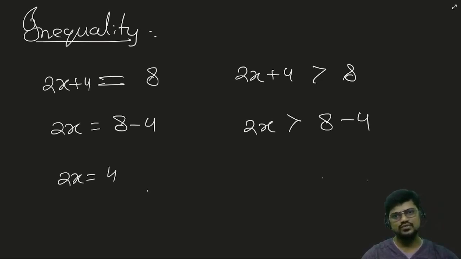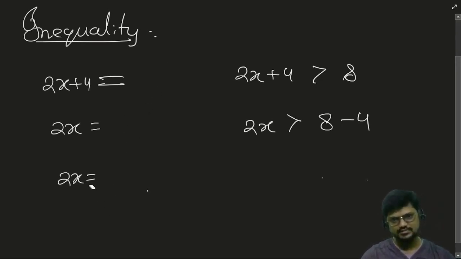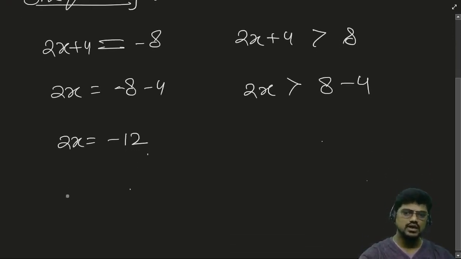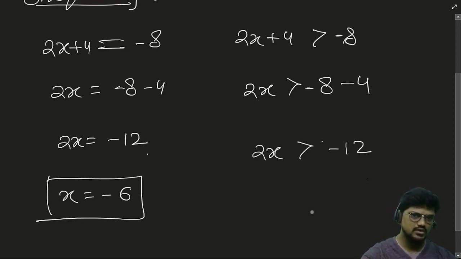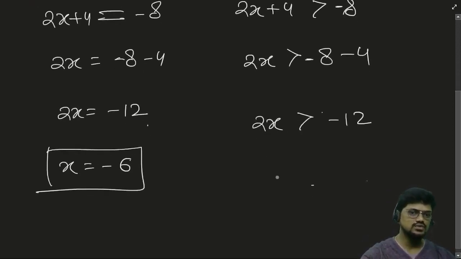But if it is minus 8, then you will take 8 minus 8 minus 4, so it will be minus 12. And then x will be equal to minus 6. Simply, you can write it. But in this case, it will not be like that. If it is 2x greater than minus 12, and you want to divide with 2, then it is fine. It will be x greater than minus 6.